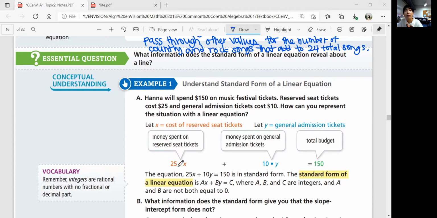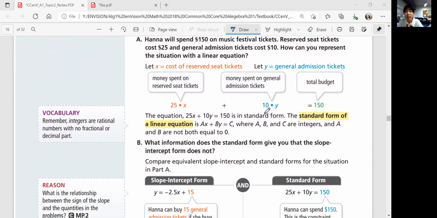And so every reserved seat ticket times 25 would be the money spent on reserved seat tickets total. And 10 times Y in the same manner will be the money spent on general admission tickets. And so the total would be 25X plus 10Y, right? And that should be 150 because Hannah will spend 150 on music festival tickets. So that's your equation. And this is in standard form.